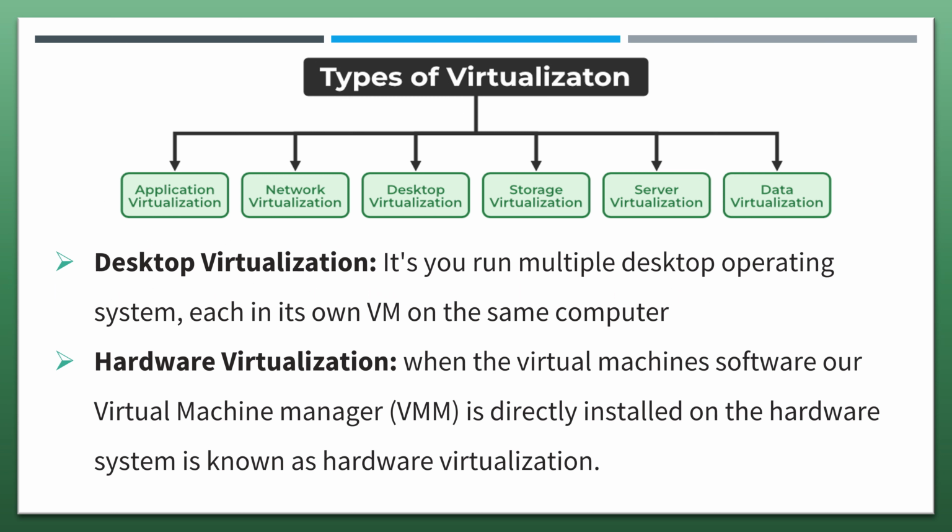Now let's see the types of virtualization. If you are going to see their types, then you will find a number of types. But here we will see the topmost virtualization types. 1. Application virtualization. 2. Network virtualization. 3. Desktop virtualization. 4. Storage virtualization. 5. Server virtualization. 6. Data virtualization.